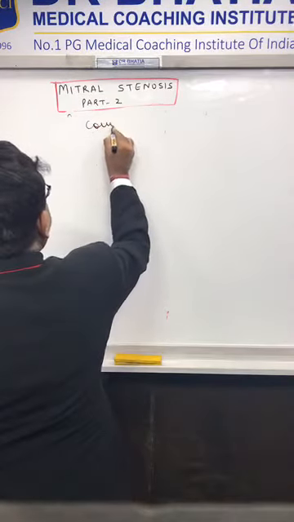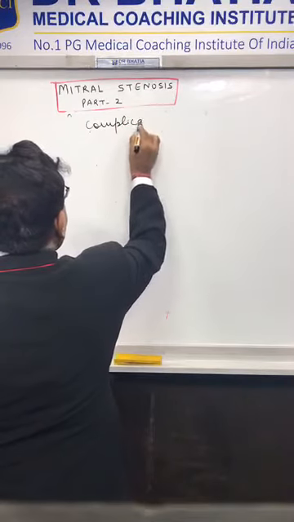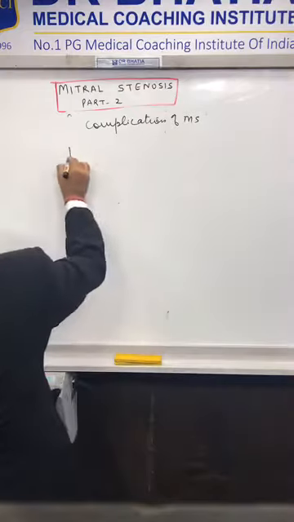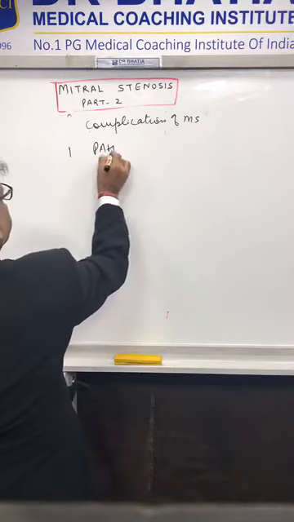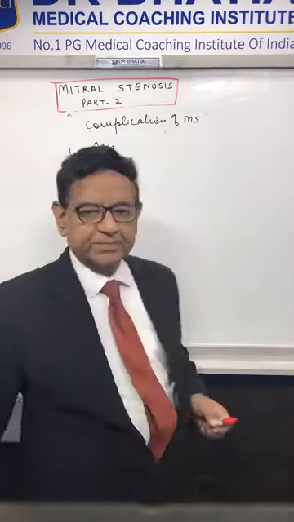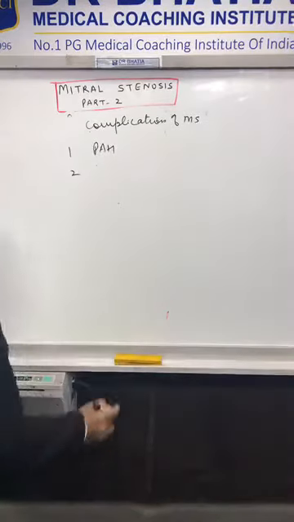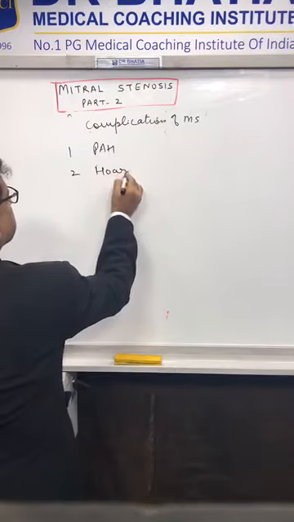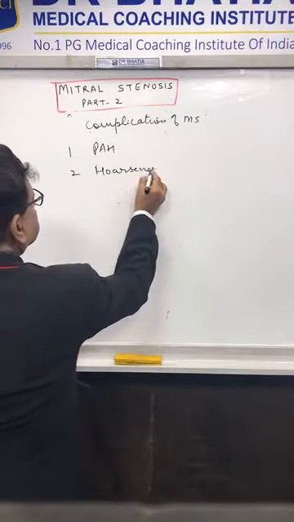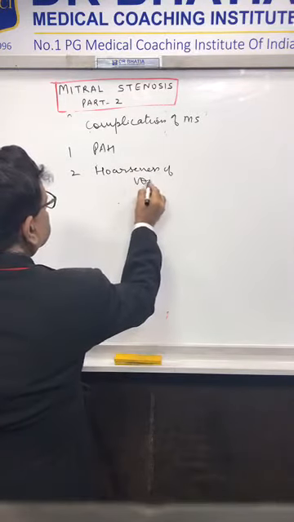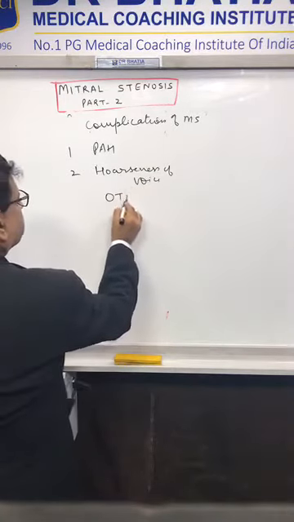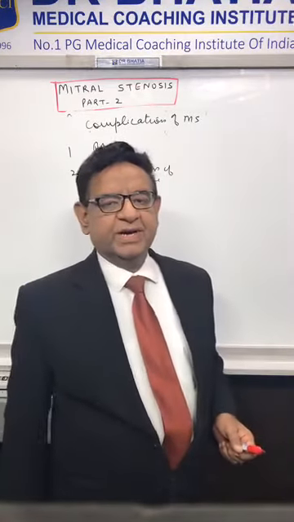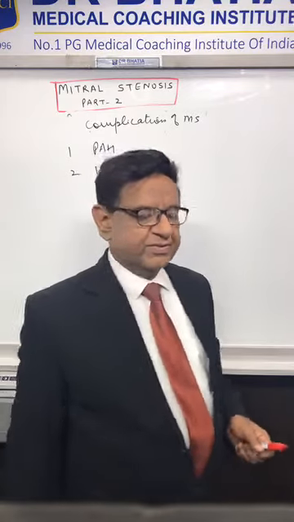it can lead to pulmonary arterial hypertension. Number two, it can lead to hoarseness of voice, the so-called Ortner syndrome. This is due to the enlarged left atrium compressing the recurrent laryngeal nerve.